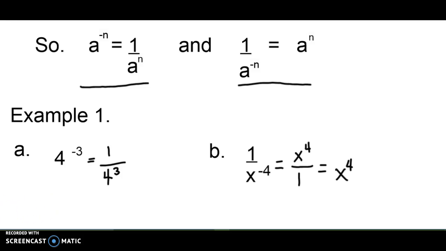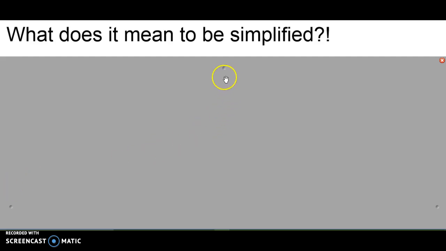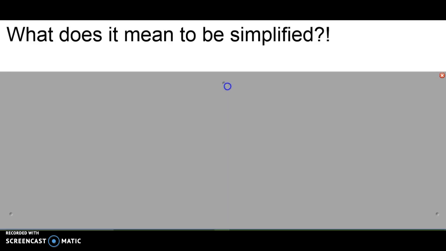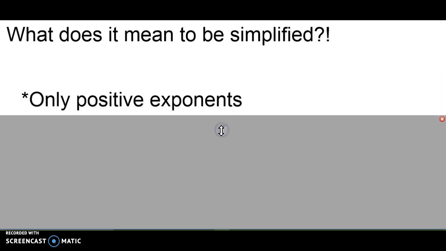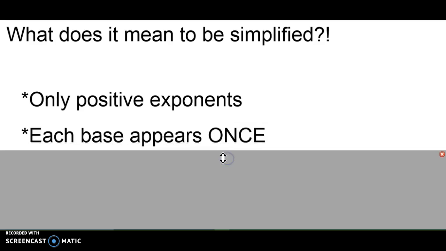When we go to the next example, you're going to see a little bit more going on. But before we do, I want to talk about what it means to be completely simplified in these problems. There are 4 things that we need. The first, we only want positive exponents. That's why we're going to learn how to go from negative exponents to positive exponents. So if you have negative exponents, you are not simplified. Only positive exponents. Second thing, each base appears once. So I should not see my variables more than once.